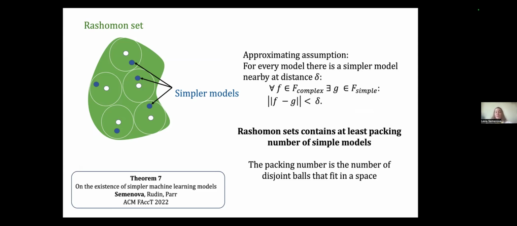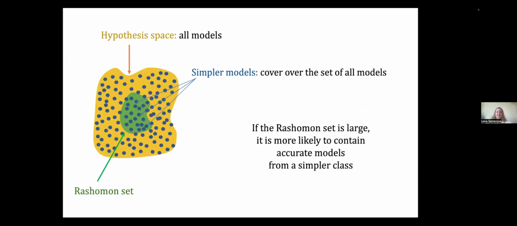But so far, what we can see from this perspective is that if the Rashomon set is large, it is more likely to contain accurate models from a simple class. So it seems like this existence of simple yet accurate models has something to do with the size of the Rashomon set. And logically, it seems to be true as well. The larger it is, the more likely it is to contain models with specific properties.